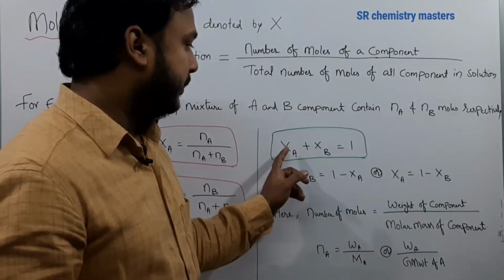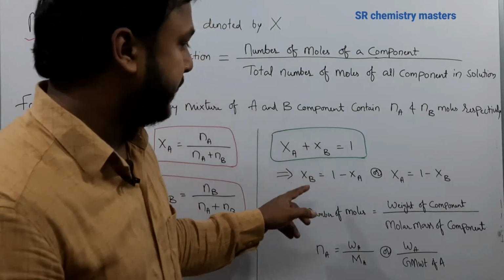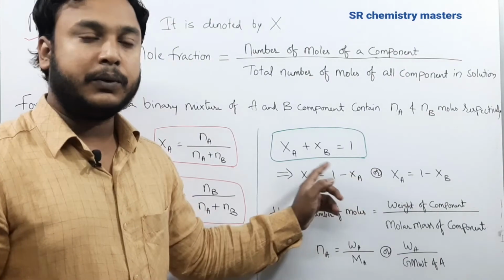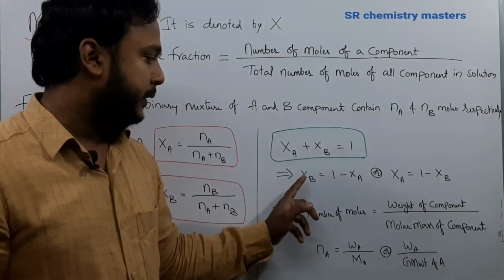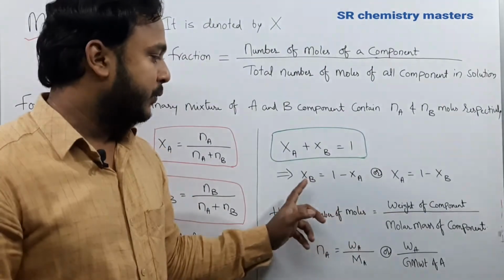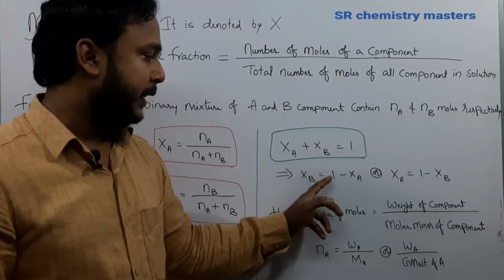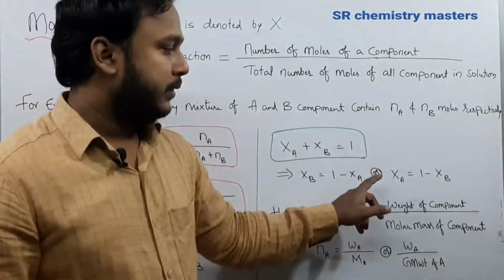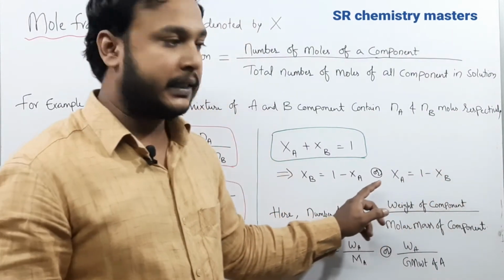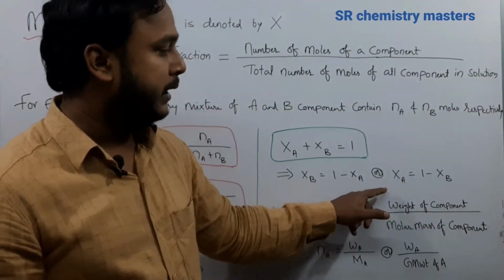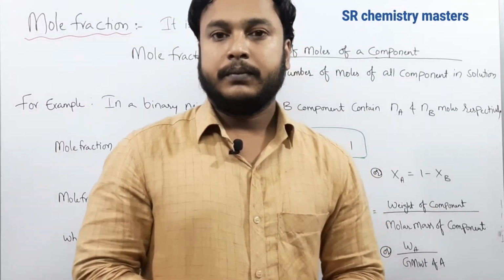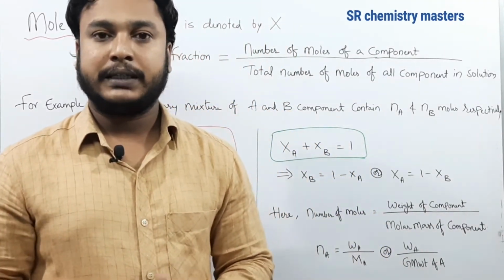By this we can derive two more formulas. If we know the mole fraction of A component, we can calculate the mole fraction of B component by using the formula Xb is equal to 1 minus Xa, that is, the mole fraction of B is equal to 1 minus the mole fraction of A. Or else, if we know the mole fraction of B component, we can calculate the mole fraction of A component by using the formula Xa is equal to 1 minus Xb.